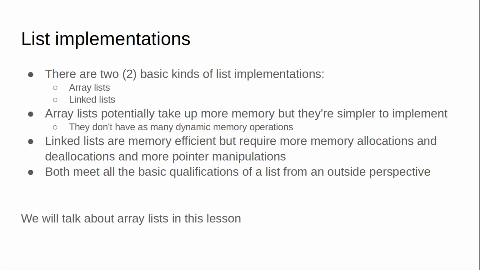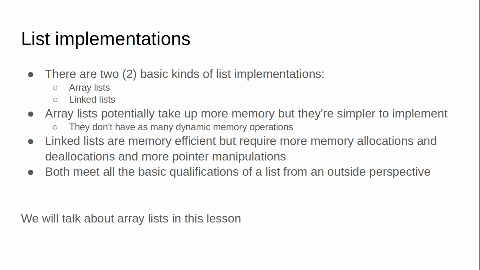All of the data structures that we're going to cover can be implemented in different ways, and there are different trade-offs for different strategies of implementing these data structures. For a list, there are two basic kinds of implementations. There are array lists and there are linked lists.